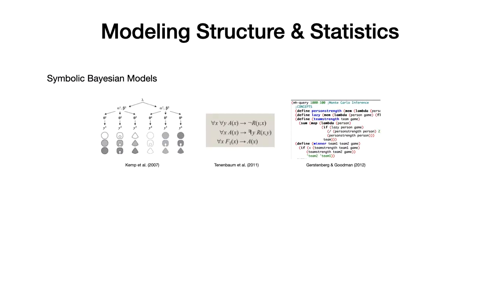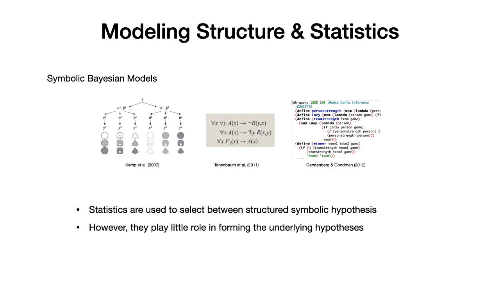Now, in computational models of conceptual knowledge, previous efforts to integrate structure and statistics have demonstrated ways of performing statistical inference over structured representations. Now, in accounts of this kind, statistics is primary in selecting between structured symbolic hypotheses, but plays little role in forming the individual hypotheses themselves. And this limits the type of conceptual knowledge that we can model to that which can be expressed through rigid parametric distributions. So we're proposing a different approach to synthesizing structure and statistics through hybrid neuro-symbolic generative models.